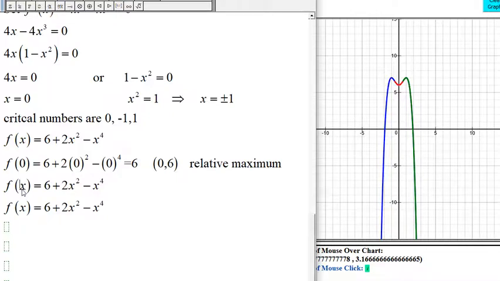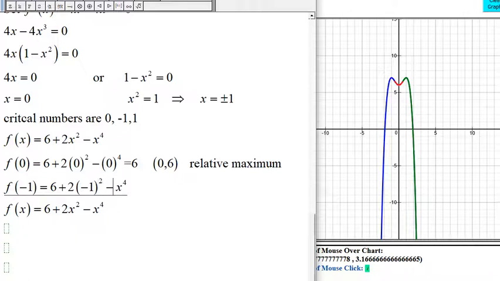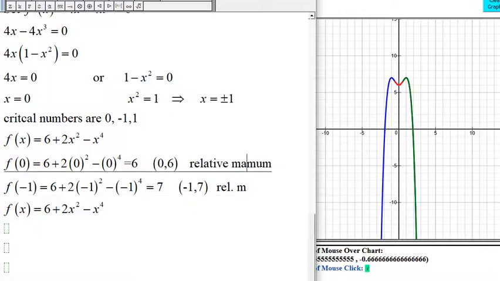And then now let's do -1. And this will be 6 plus 2 minus 1, which is 7. And so we have -1, 7. And then we look on the graph, -1, 7, that's a relative maximum. This should be minimum. Now we have maximum.